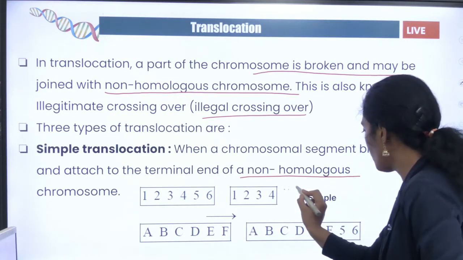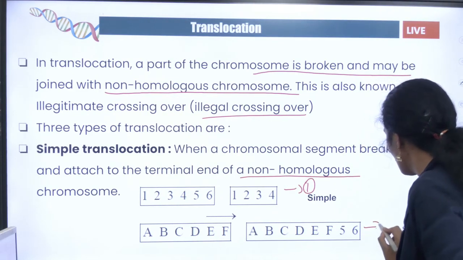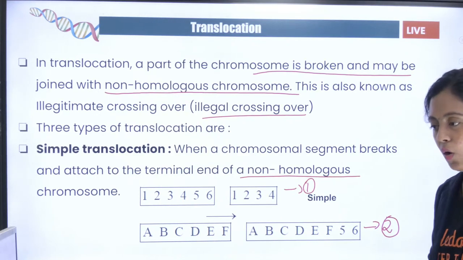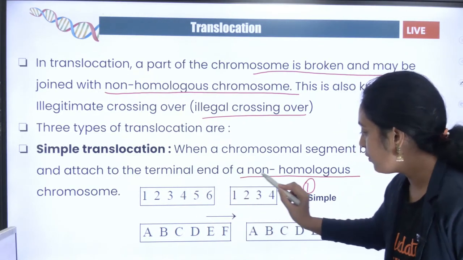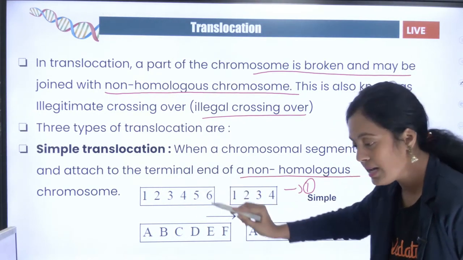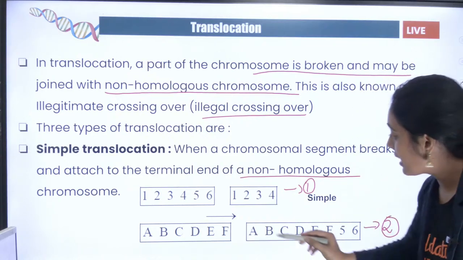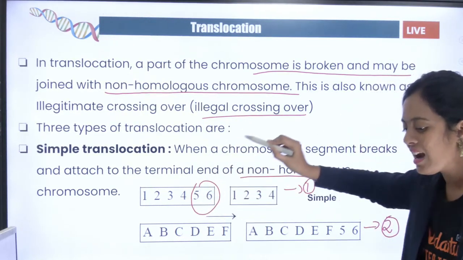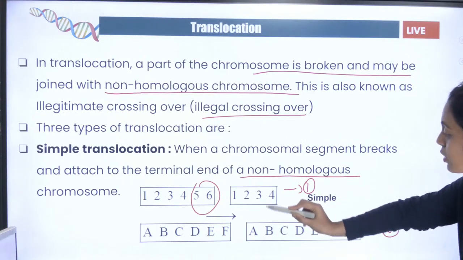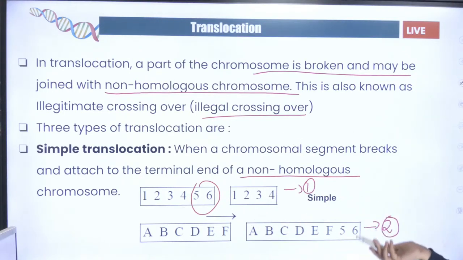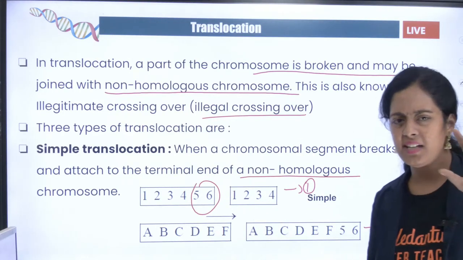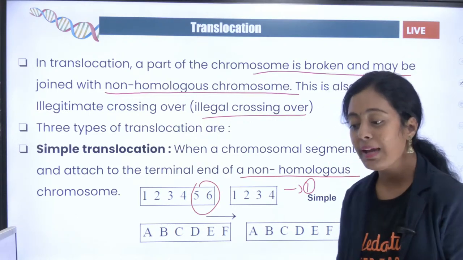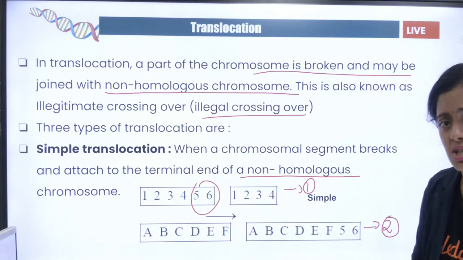So this is chromosome 1, this is chromosome 2. Okay, so here you can see 1, 2, 3, 4, 5, 6, A, B, C, D, E, F. What is happening, students? This 5, 6 region of chromosome 1 gets translocated to chromosome 2. Very easy, correct? Simple logic. Yes or no, students? Am I clear what simple translocation is?